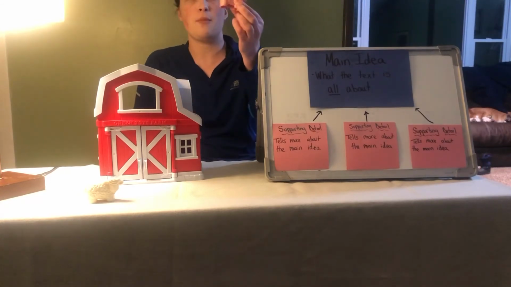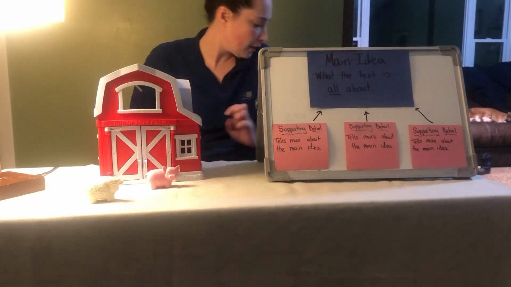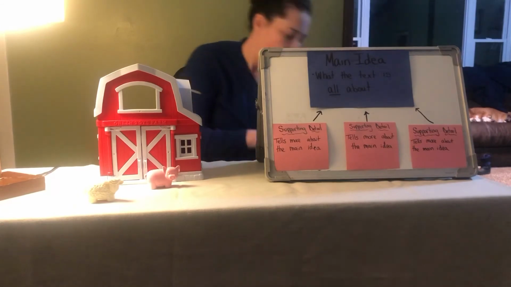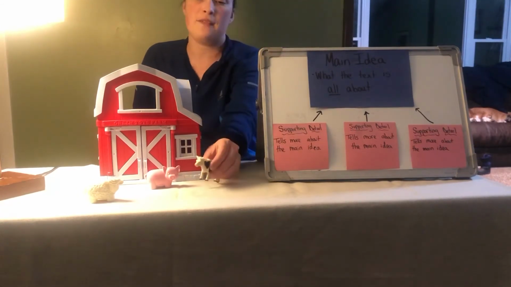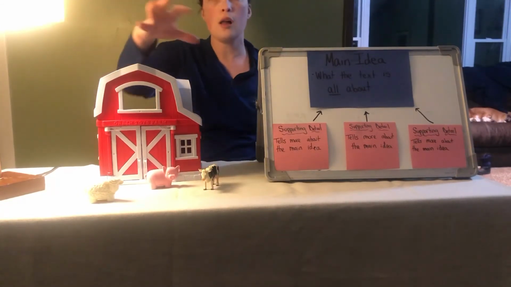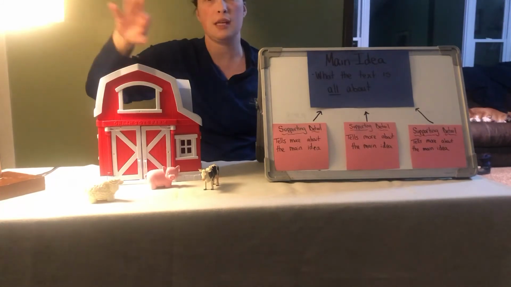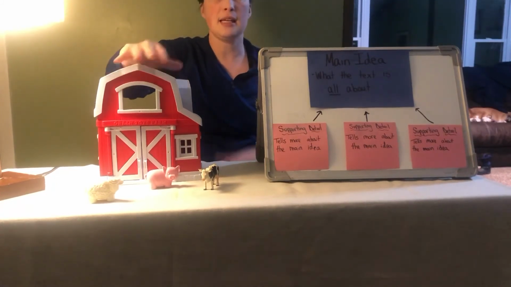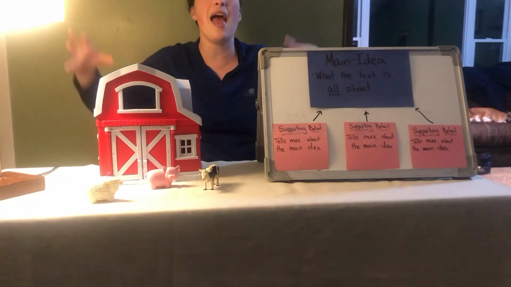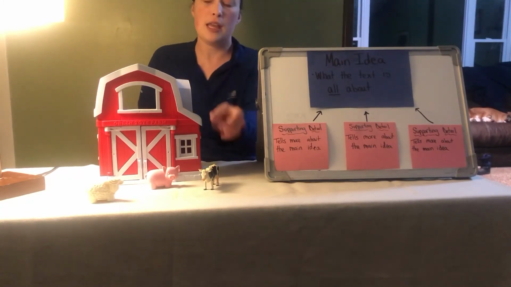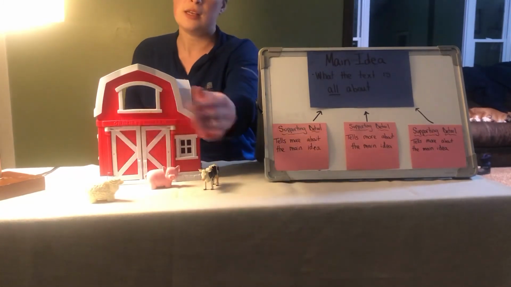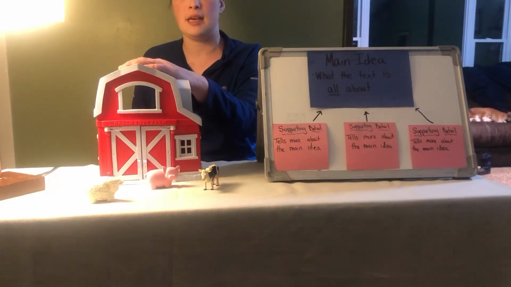Pigs live on a farm and like to roll in the mud. And cows live on a farm and they give us milk. All of my information goes together. Your main idea is that big idea. It's what everything is about, and your supporting details tell more about your main idea. They're a clue.